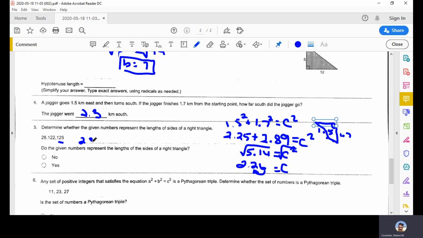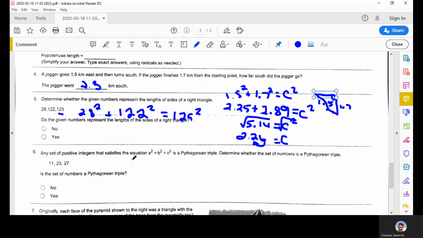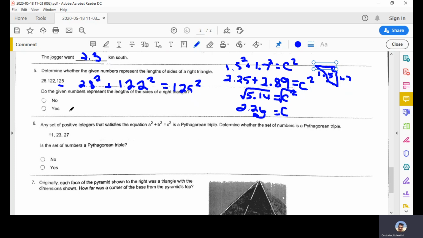So you're going to do 28 squared plus 122 squared equals 125 squared. So you calculate this, you add these two together, calculate this, do these two added up, total this. That's it. And if it does, then you click yes. If it doesn't, you click no.